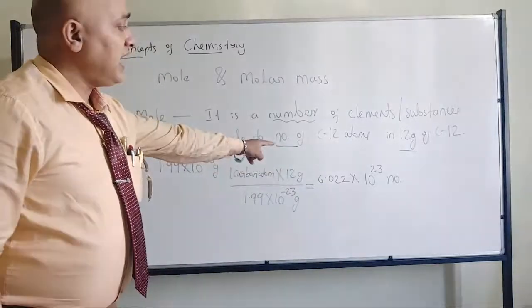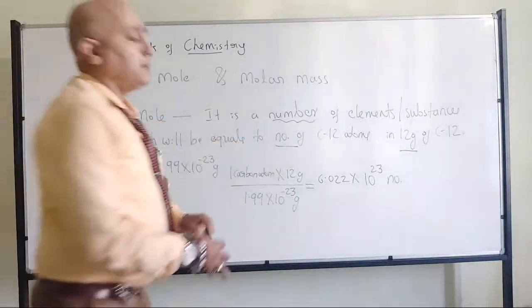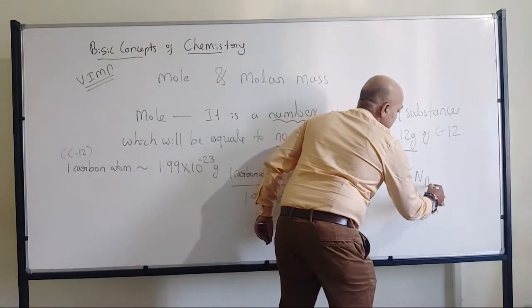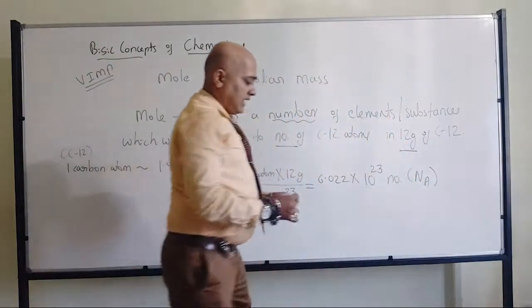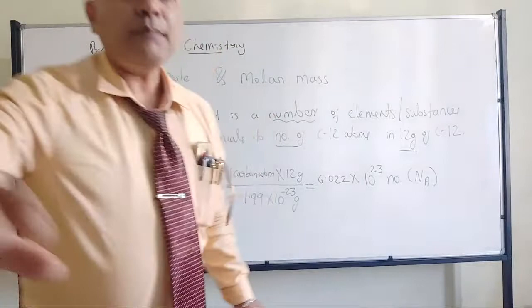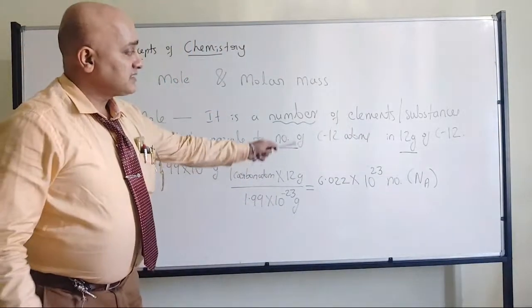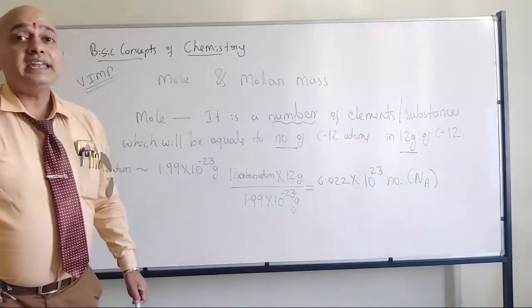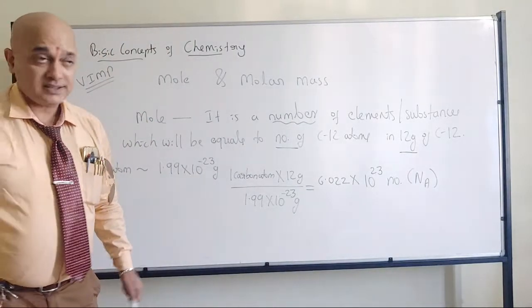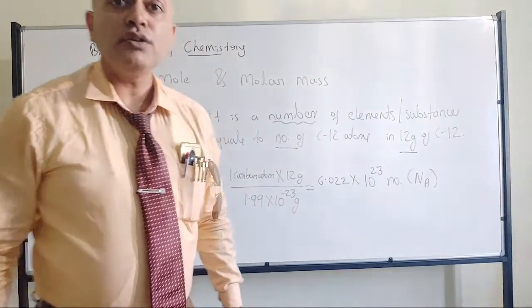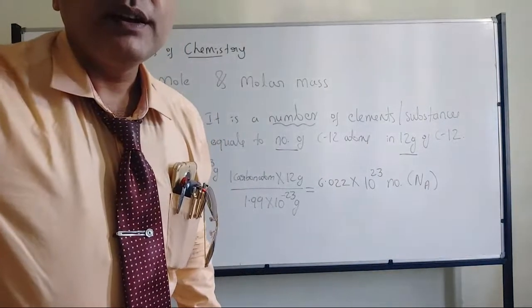Okay, that's why we have Avogadro's number, which can be represented as N_A. N capital, A capital, but the A should be written as a subscript. So that's where we have N_A, Avogadro's number. That is nothing but 1 mole. That corresponds to 1 mole.